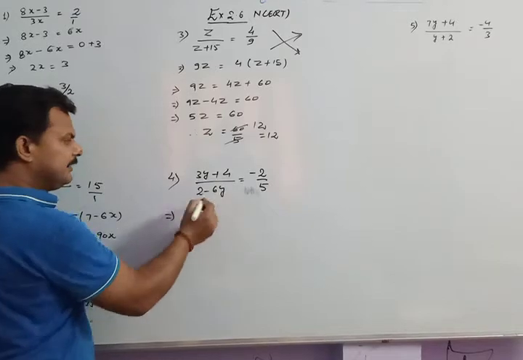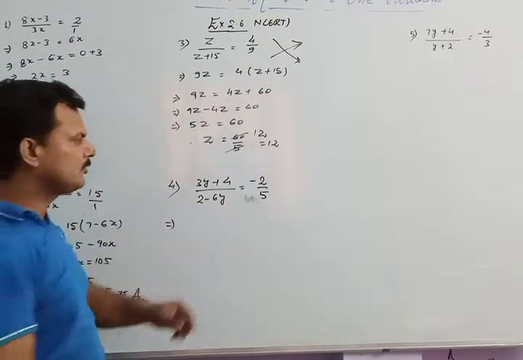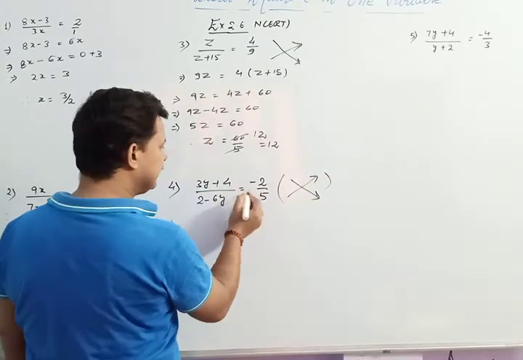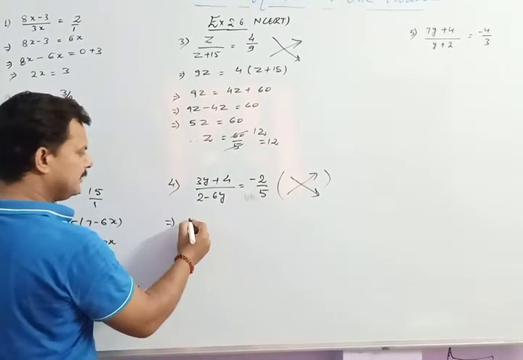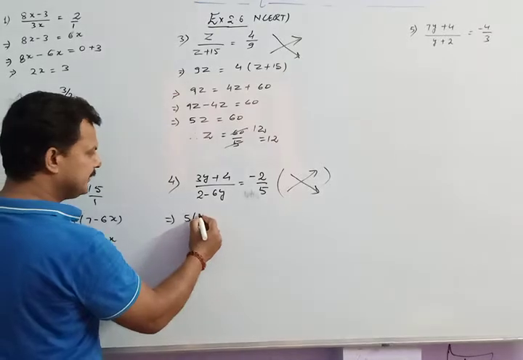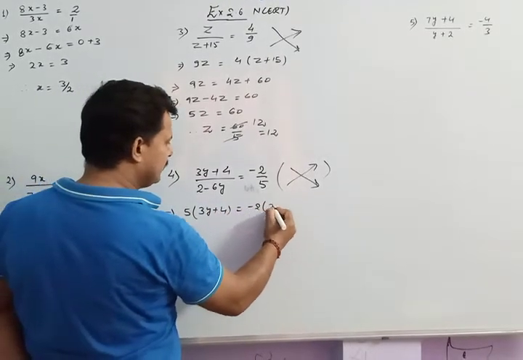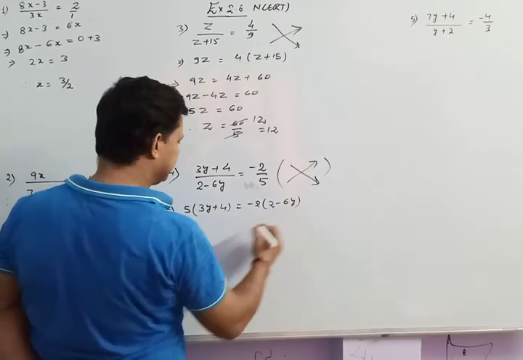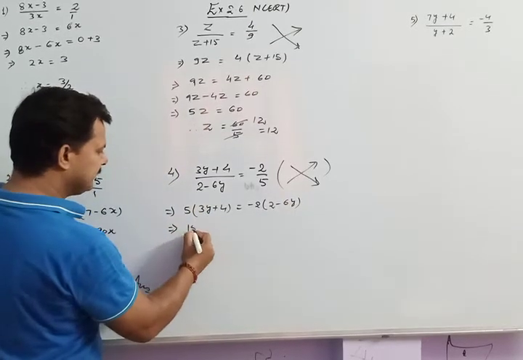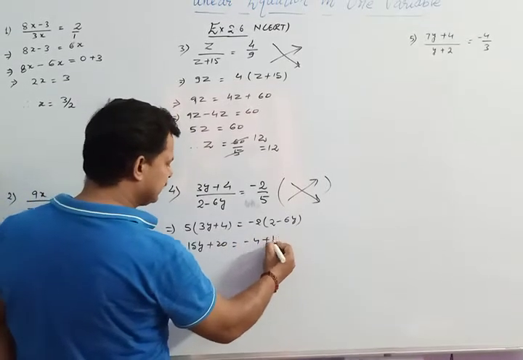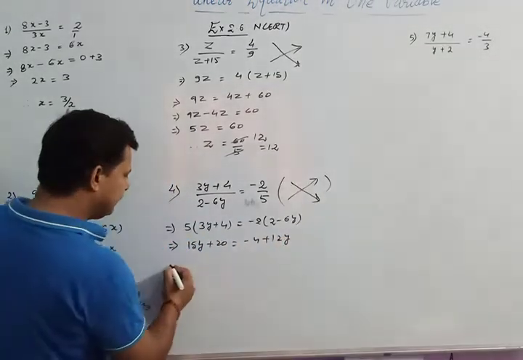Again here you see the fraction. You have to cross multiply. See, firstly this numerator, second denominator. 5 will be written first, 3y plus 4. Now minus 2, 2 into minus 6y. 5 3s are 15y. 5 4s are 20. Minus 4 plus 12y. 15y.